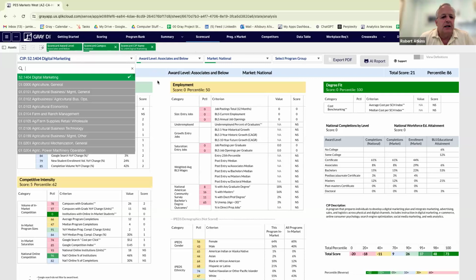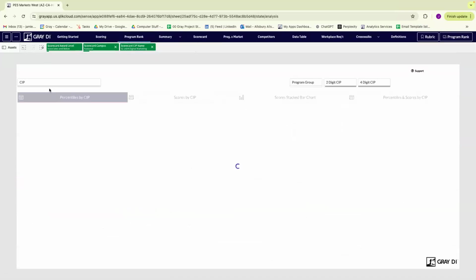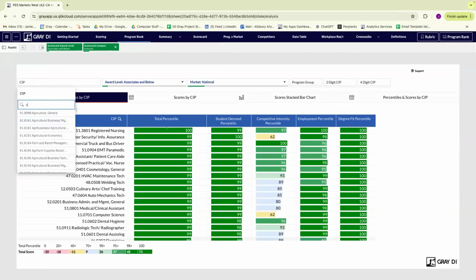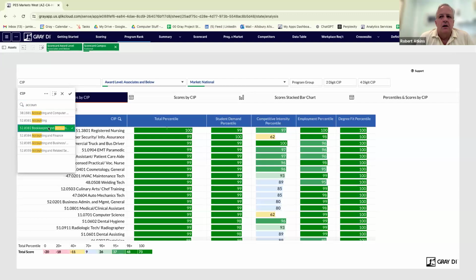Should we look at something like accounting or bookkeeping? Sure. Do we want to do the bookkeeping and accounting together? I think that's more relevant for our audience today. Okay.